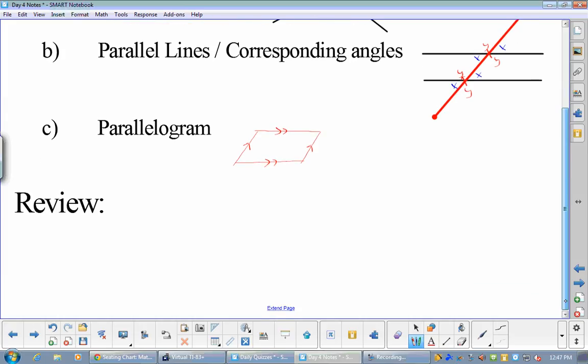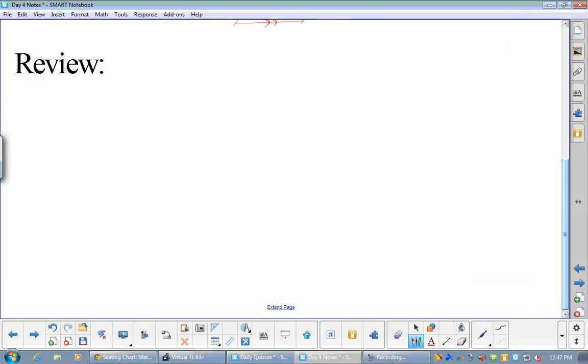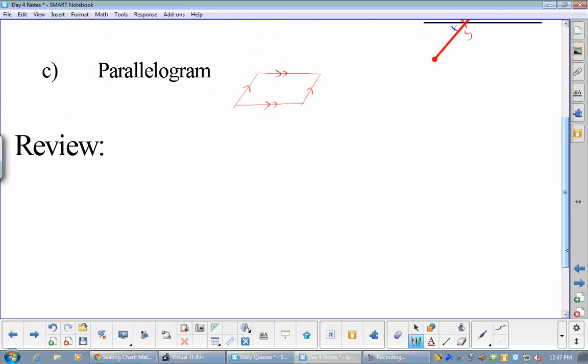Okay? And one other thing I want to talk about is just how we name triangles. Now, if you were to draw a triangle, does anyone know what it's called where two lines meet? Right here. Good. It's a vertice. So, vertices.